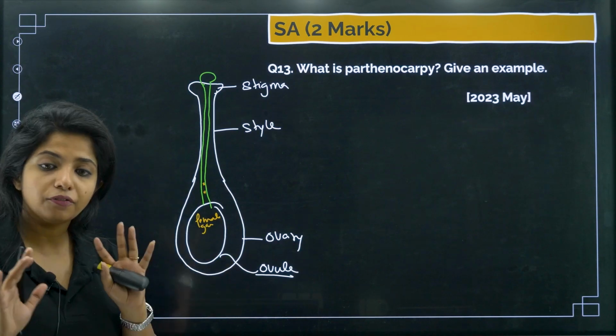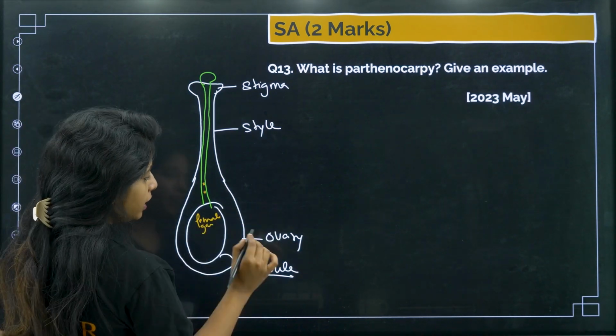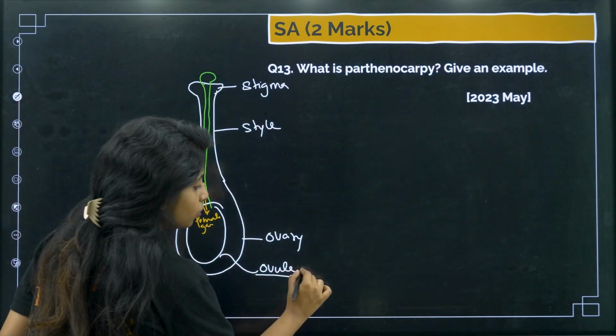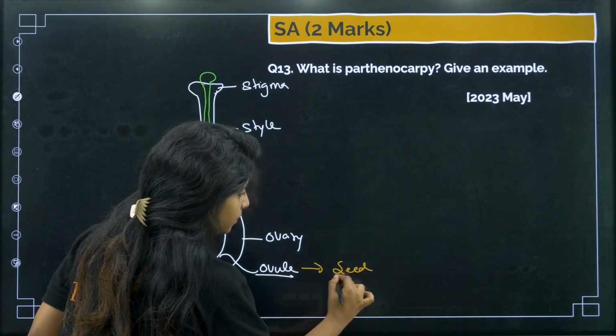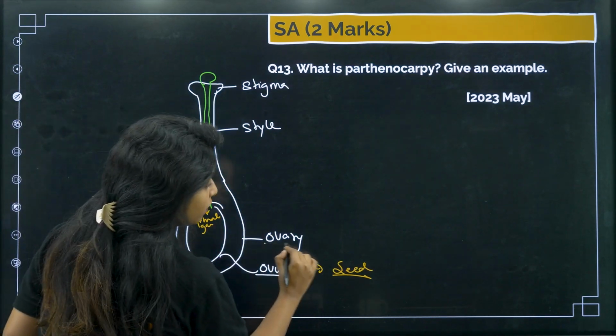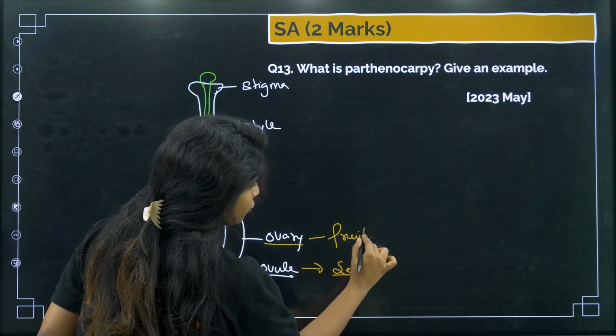So usually, after fertilization happens, suppose the male gamete and female gamete fused. What will I call this ovule now? The ovule will become the seed. When the ovule becomes the seed, the outer layer that is there, that is the ovary, will become what, children? Fruit.